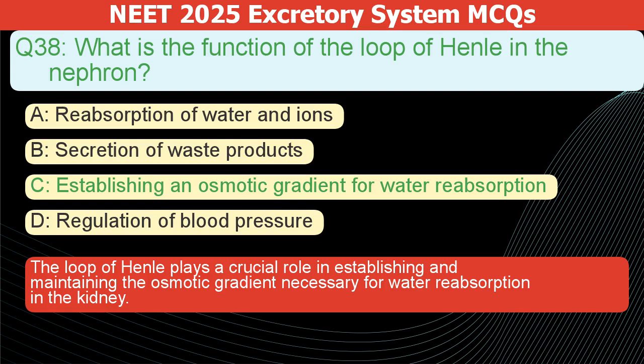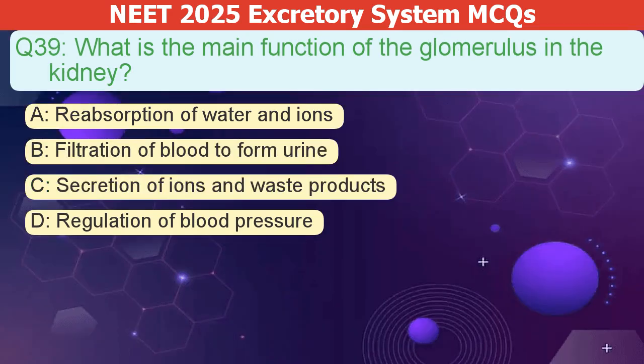What is the main function of the glomerulus in the kidney? A. Reabsorption of water and ions. B. Filtration of blood to form urine. C. Secretion of ions and waste products. D. Regulation of blood pressure.